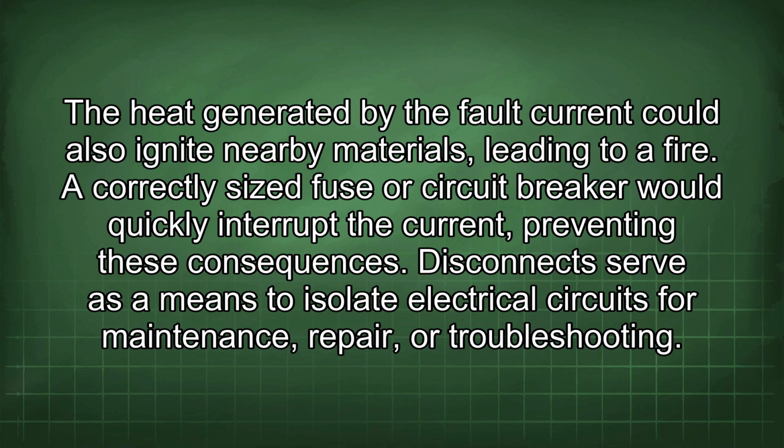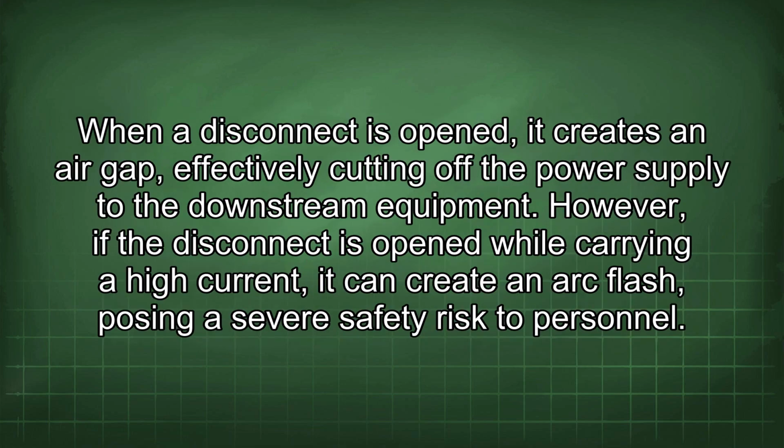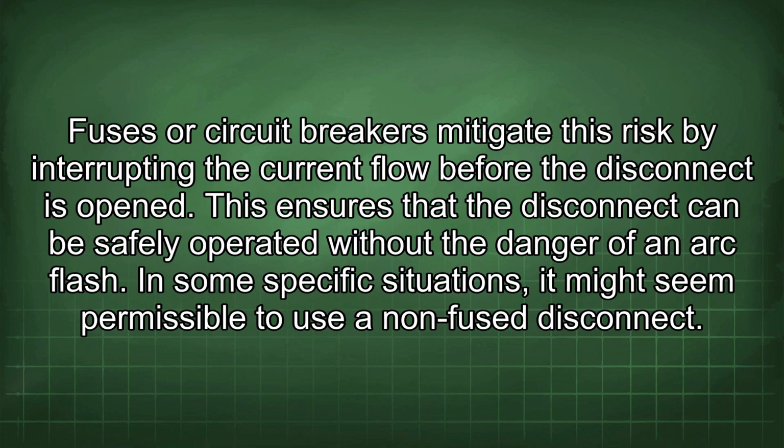Disconnects serve as a means to isolate electrical circuits for maintenance, repair, or troubleshooting. When a disconnect is opened, it creates an air gap, effectively cutting off the power supply to the downstream equipment. However, if the disconnect is opened while carrying a high current, it can create an arc flash, posing a severe safety risk to personnel. Fuses or circuit breakers mitigate this risk by interrupting the current flow before the disconnect is opened. This ensures that the disconnect can be safely operated without the danger of an arc flash.